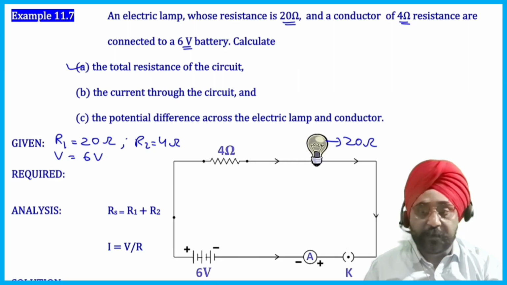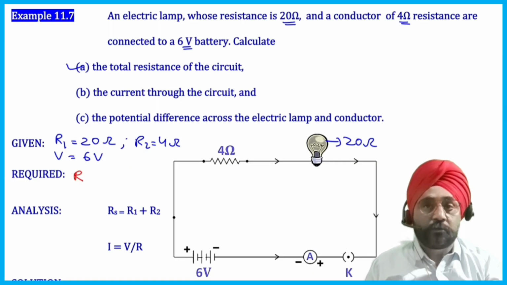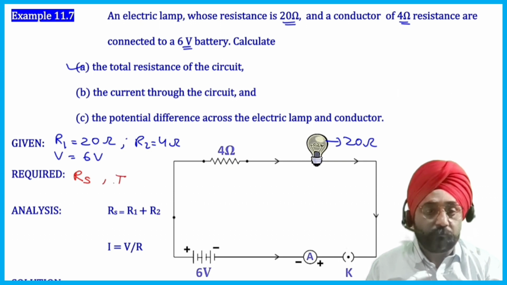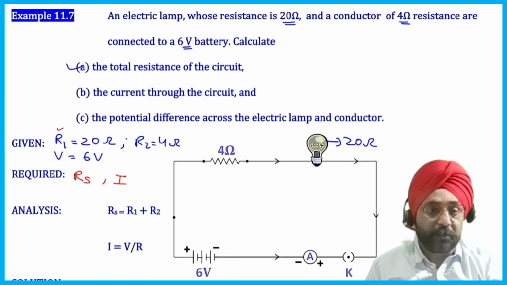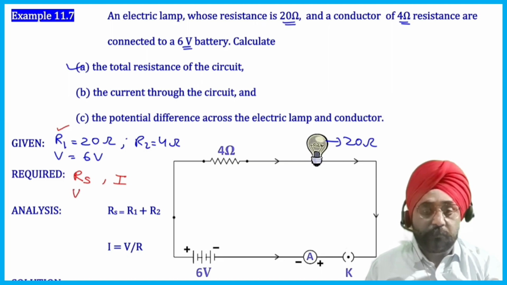What do we need to find? Total resistance. These are in series connection, so we find RS. Current through the circuit, we need to find current I. Potential difference across the electric lamp: the lamp's resistor we take as R1, and we need to find V1.